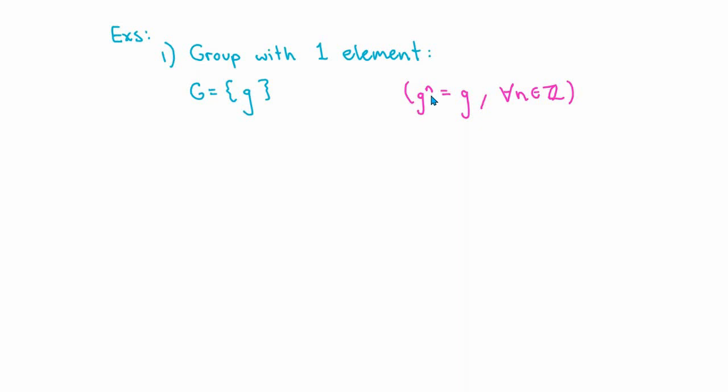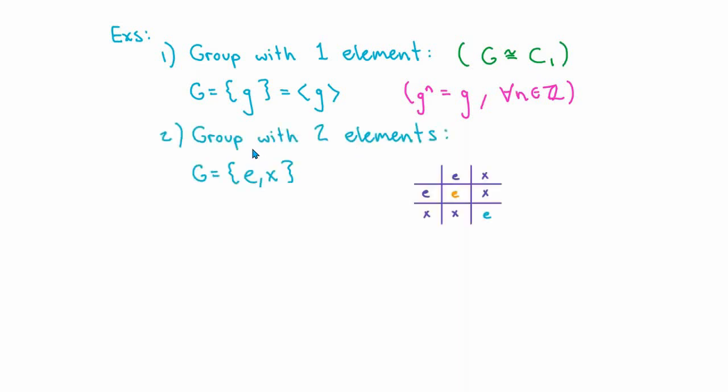In all of those cases, since we're dealing with the binary operation that sends g times g to g, g to the n is equal to g, which means that this group is generated by the element little g. So it's a cyclic group with one element. Our notation for the cyclic group with one element is C1, so G is isomorphic to C1.